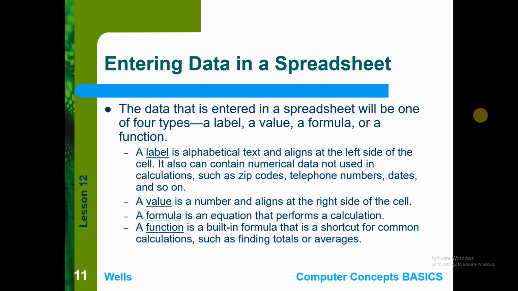So the representation of the data is either of these 4 types when you add data sa spreadsheet. It can either be a label, a value, a formula, or a function. So kung label siya, it is alphabetical text, or it aligns on the left side. Makita mo na naka-align left side dayon, that is a label. It can contain numerical data not used in calculations, letters, zip codes, for example, or pwede mo add telephone numbers, dates, and so on. And for the value naman, it is a number, so it aligns to the right side of the cell.